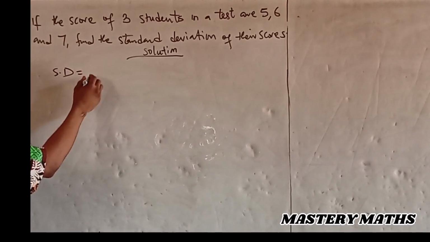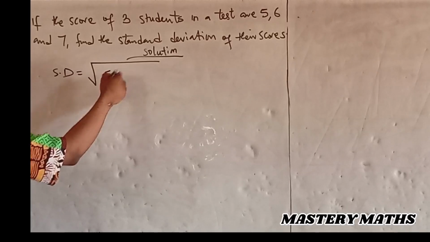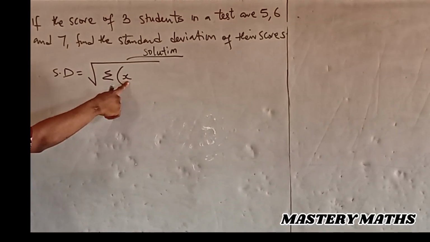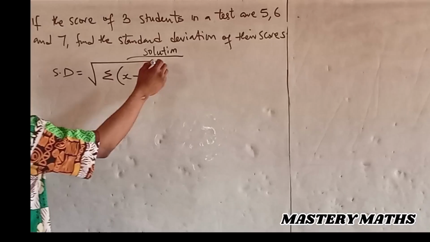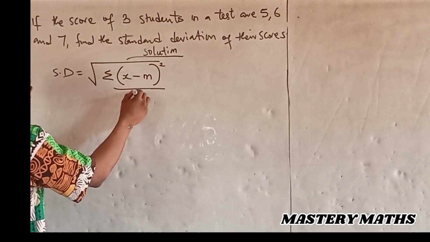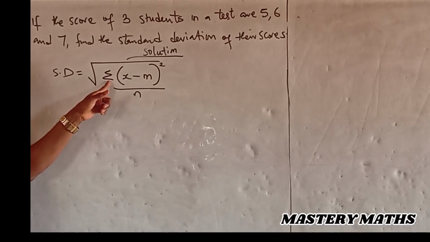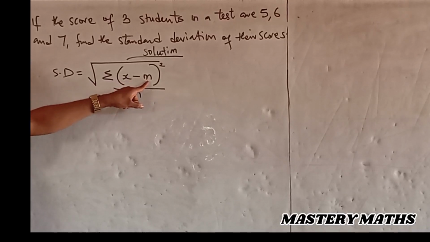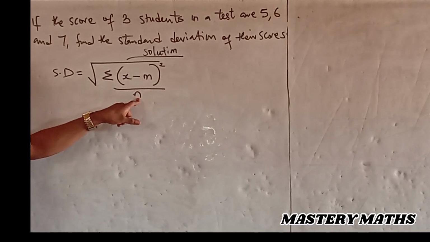Standard deviation is equal to root, we have your sigma, or you call it sum of, open a bracket, you put your number given minus your mean, close the bracket, square, over total number. So this is your sigma, you call it sigma, or sum of numbers. Then this x is a list of numbers given. Your m means the mean of numbers. Then the n there is the total number.